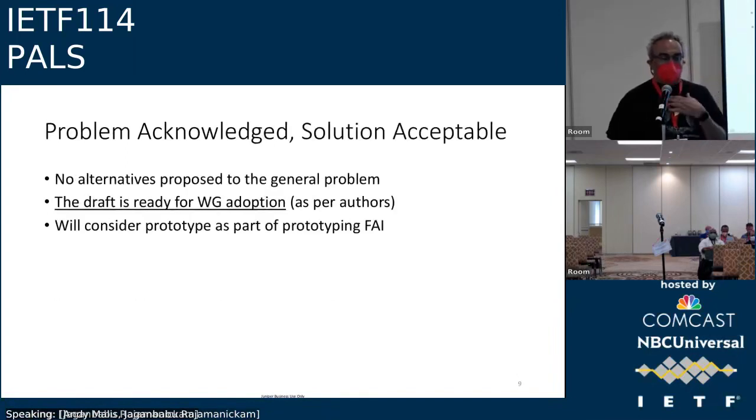So the problem is acknowledged. People basically say we need to move forward with this, or it's a useful thing to move forward with. No other alternatives have been proposed. There was some feedback. We incorporated that. So we think this is ready for working group adoption, and we will consider this as part of the prototype for the previous document. So when we prototype the FAI document, one of the things there is a no further fast reroute bit, and we will implement that.